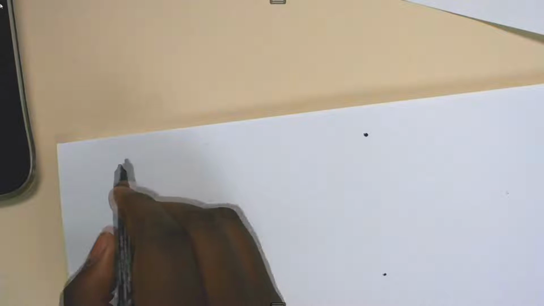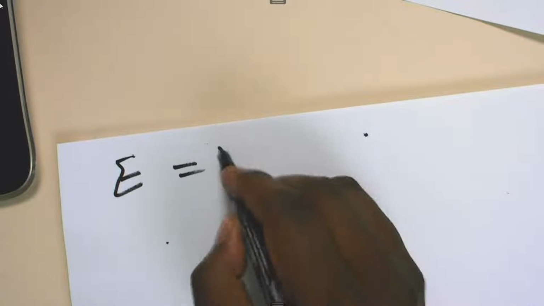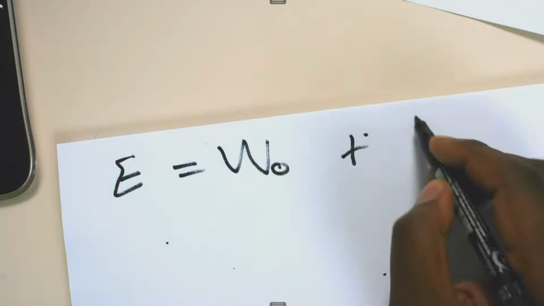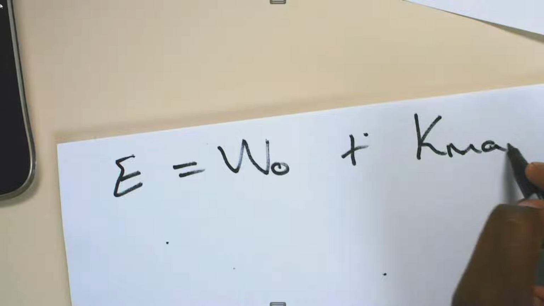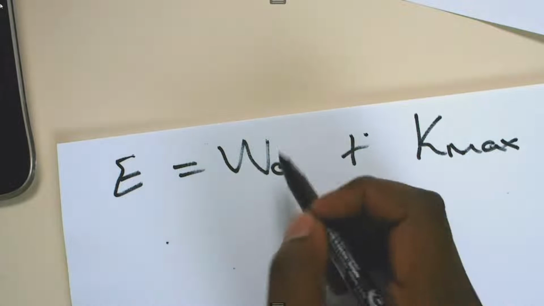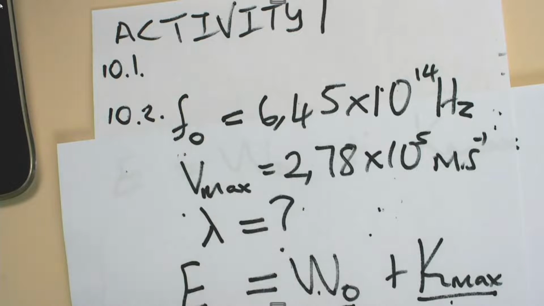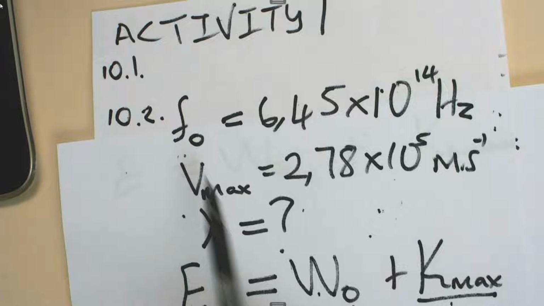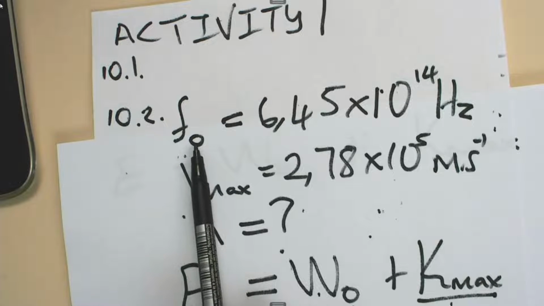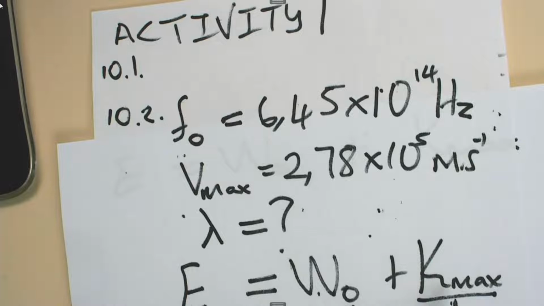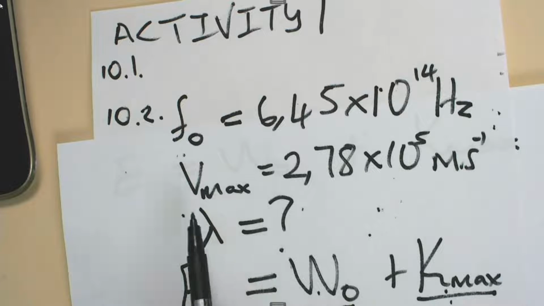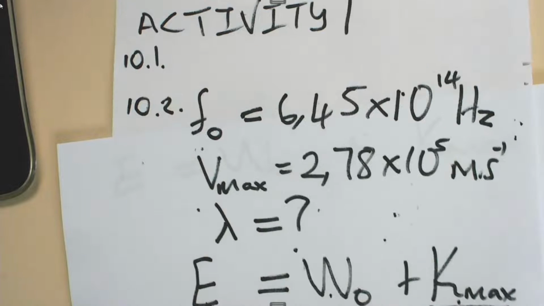Maybe let me continue for space. Let me continue with this problem on the side. So I said we have E, which is equal to the work function plus the maximum kinetic energy. Because of the information that we are given here, we are going to express the work function in terms of the threshold frequency. Since we are given the threshold frequency, we are going to express the maximum kinetic energy in terms of the speed, because we are given the speed of the photoelectrons.